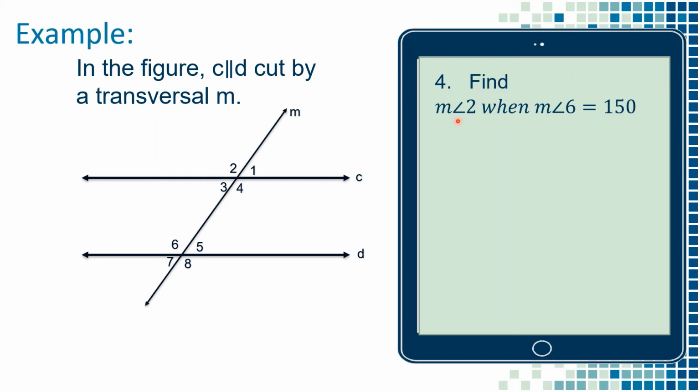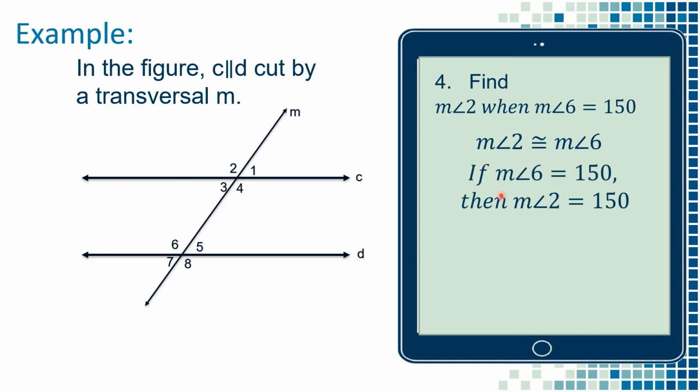Now we have to find the measure of angle 2 when the measure of angle 6 is 150. What can you say about angle 2 and angle 6? Correct. They are corresponding angles. What property exists between corresponding angles? Correct. They are congruent. So we can now say that the measure of angle 2 is congruent to the measure of angle 6. Since the measure of angle 6 is 150, the measure of angle 2 is 150.